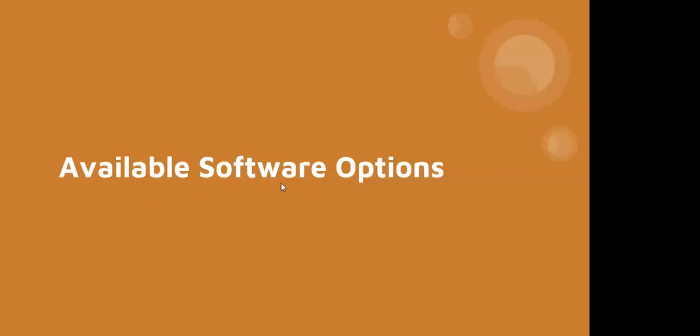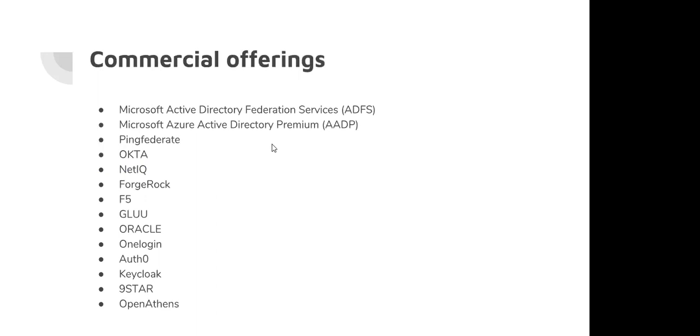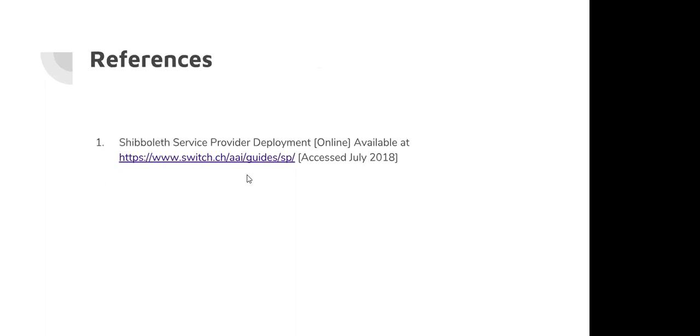Available software options are pretty much the same as for the IDPs. For open source, you've got Shibboleth, you've got SimpleSAMLphp, and probably a number of other open source offerings out there that will allow you to run a SAML service provider. Commercial offerings, there's plenty of these around. Your Microsofts, Pings, Optas, and so forth. There's plenty of options available if you want to pay some cash or have somebody else do a whole lot of the work for you. And I've just got the one reference there.